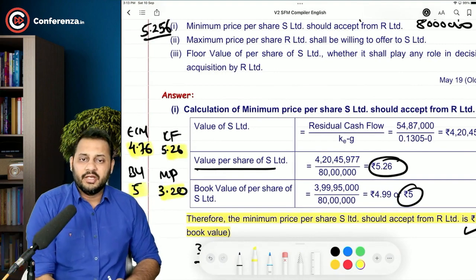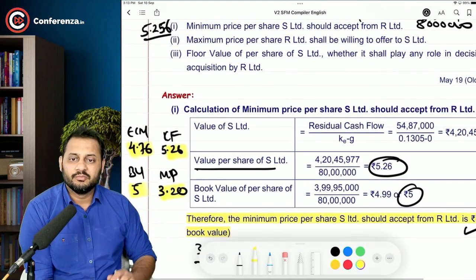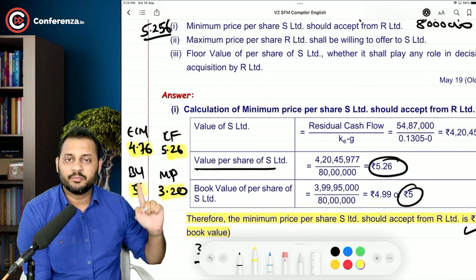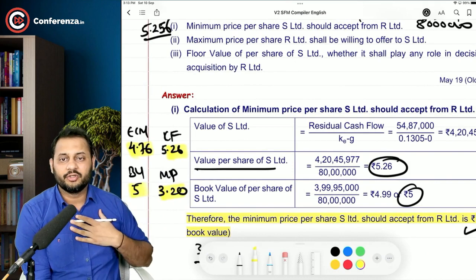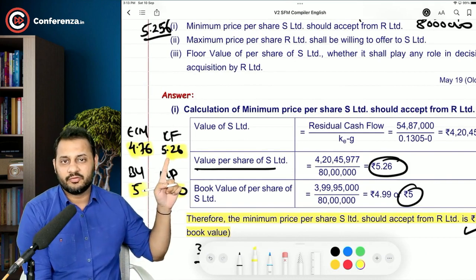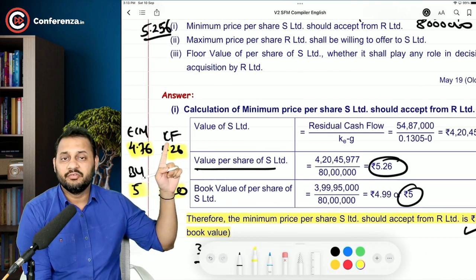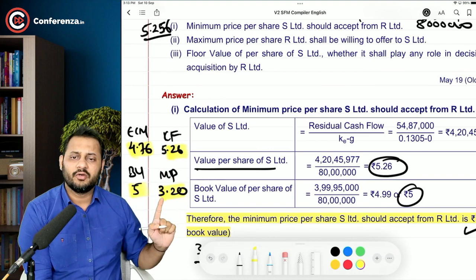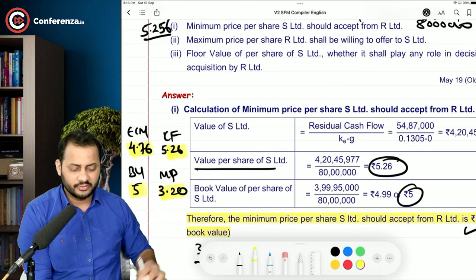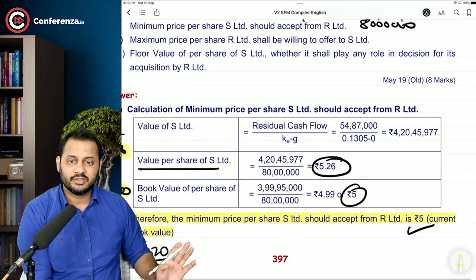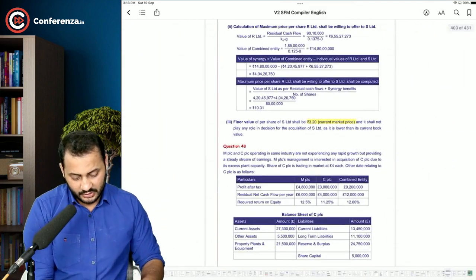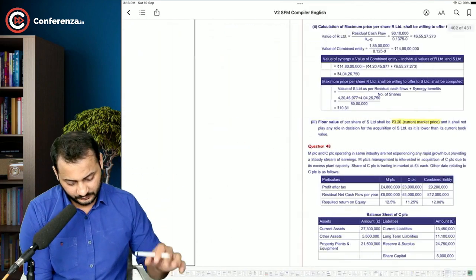See, minimum price to S Limited is not something like the lower of all of them. No, they will ask the most appropriate out of this, and according to me, this is the most appropriate, 5.26, which represents the future cash generating capacity, 5.26. Or else if you have to go with the lower, you can go with 3.20. So I'm quite not satisfied with the 5 rupees, but that's the answer by the institute. We cannot help it. Okay, what is the second question?